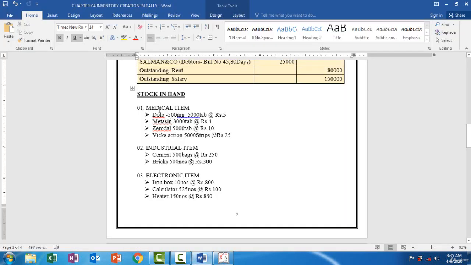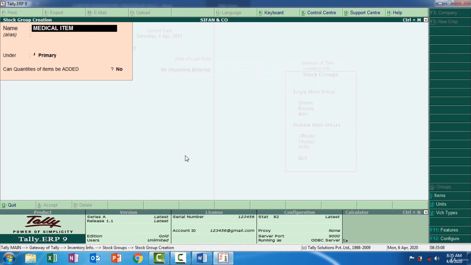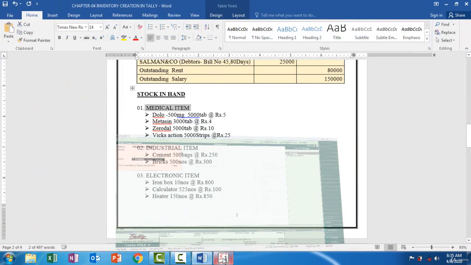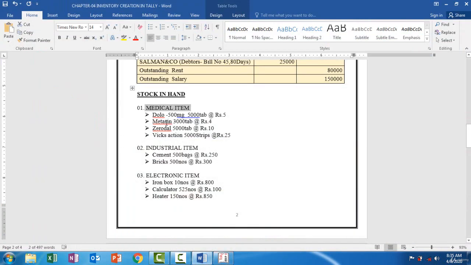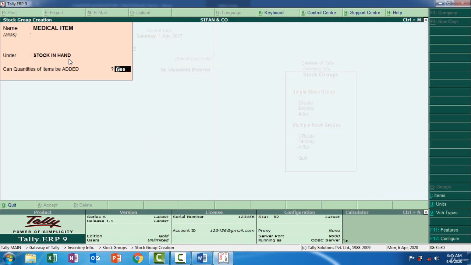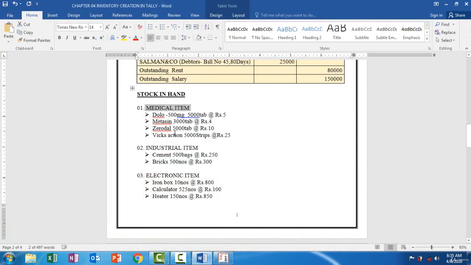The first subgroup is medical items. So we have to enter the group name medical item. It comes under the stock in hand. Stock in hand is a primary group. Under the stock in hand there are three subgroups: medical item, industrial item and electronic item. So I'm going to create the medical item. It comes under the stock in hand, not primary. Then yes. The second one is industrial item, the second subgroup.